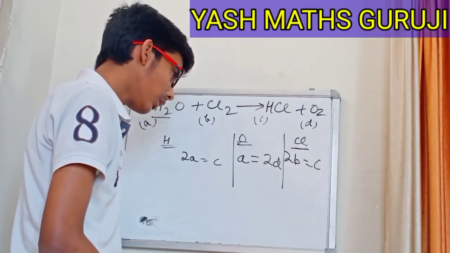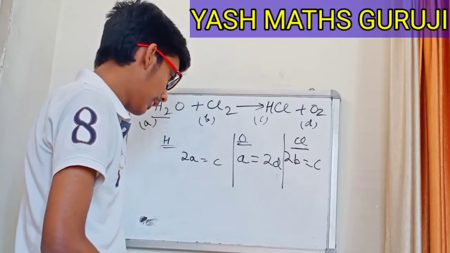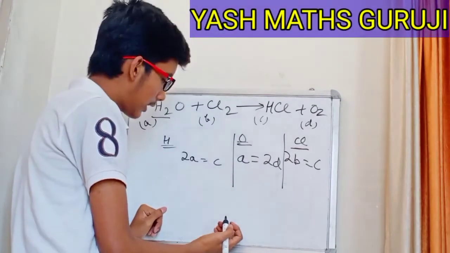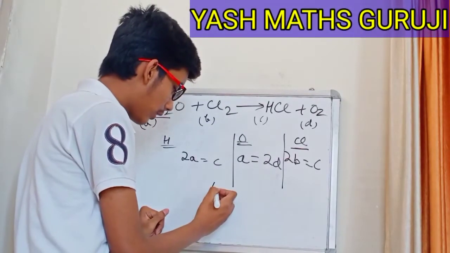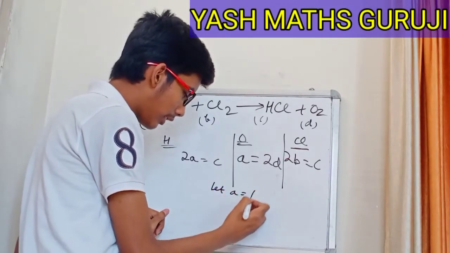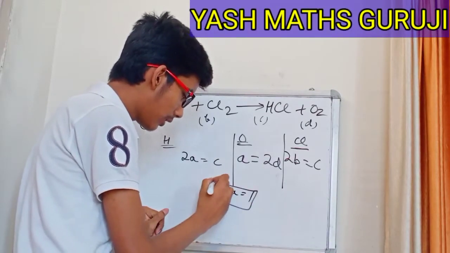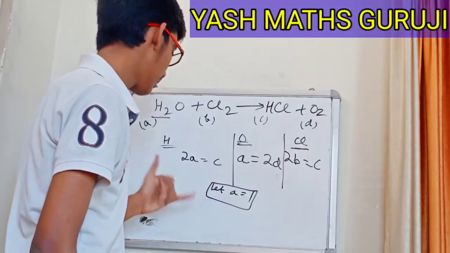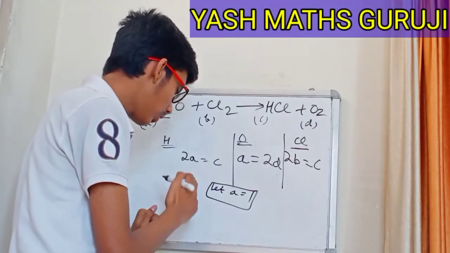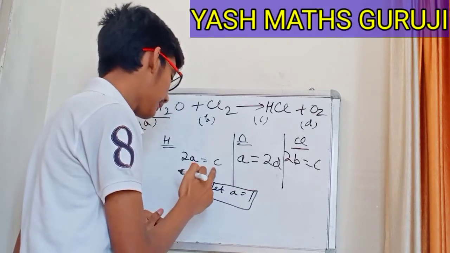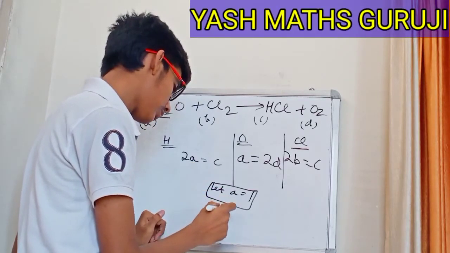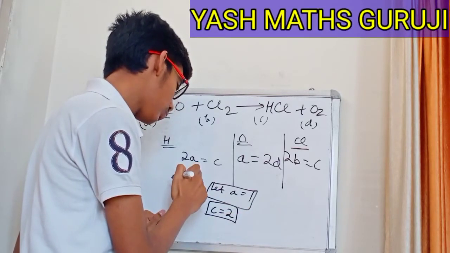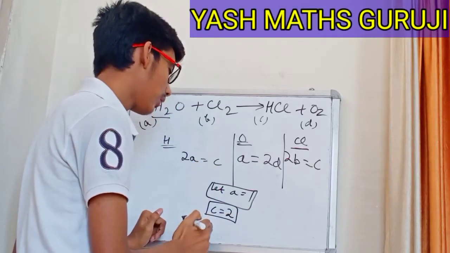So we can assume, let A equal to 1. My favorite is A. You can take any, but in this case A is our situation. So if A equal to 1, then what will be the C? C equal to 2, because 2 into 1, 2 equal to C, that is C equal to 2.